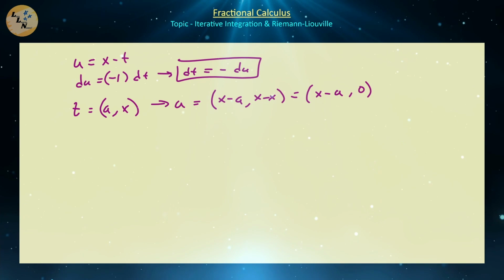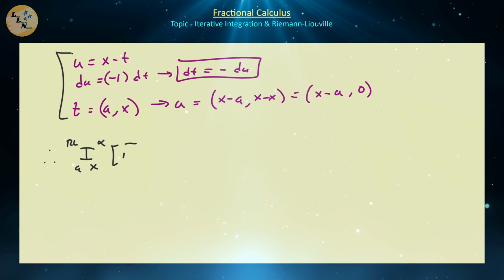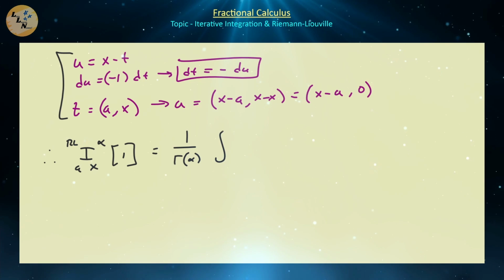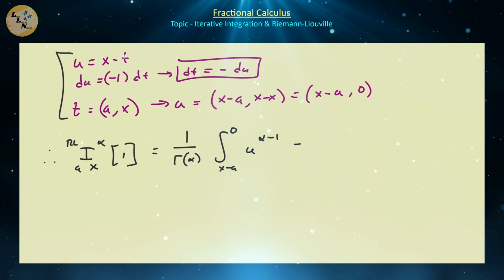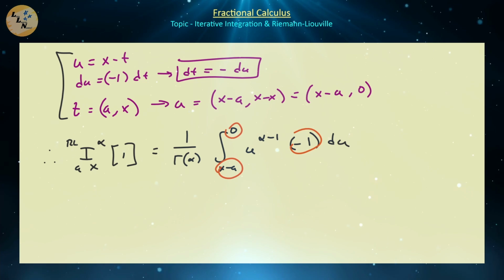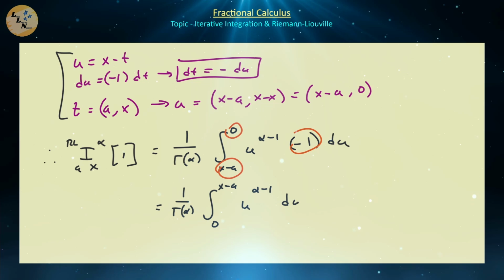Once we perform that transformation, the Riemann-Liouville integral from a to x of order alpha of the constant 1 is just going to be equal to 1 divided by gamma of alpha times the integral from x minus a to 0 of u to the alpha minus 1 times minus 1 du. This minus 1 can reverse the limits of the integral to make it a little nicer, and that's just going to give us 1 divided by gamma of alpha times the integral from 0 to x minus a of u to the alpha minus 1 du.